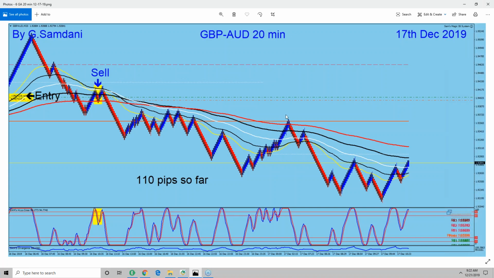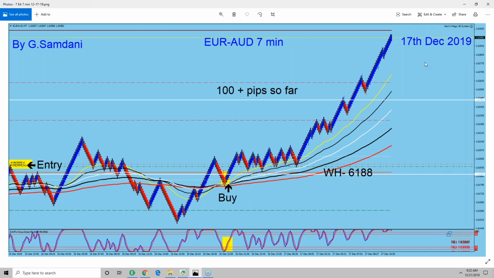So anyway, and then pound Aussie, same thing. This pair didn't move much, but because the Aussie was getting weaker as well, it just kept trying to go up. But it's still 110 pip, not bad, right? And on the 17th, you can see how many pound trades there were. And then this is Euro Aussie, because of Aussie weakness as well as Euro getting strong, and boom, all the way straight.